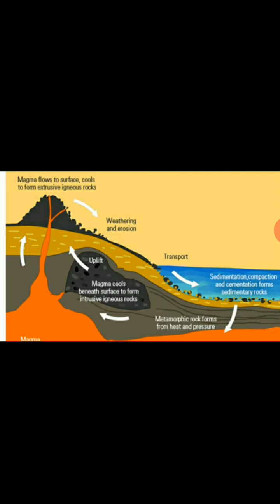Then metamorphic rocks form from heat and pressure. When sedimentary rocks get heat and pressure, from that again the metamorphic rocks are made. See, igneous and sedimentary rocks can change into metamorphic rocks under great heat and pressure. For example, clay changes into slate and limestone into marble. That is the best example of that.